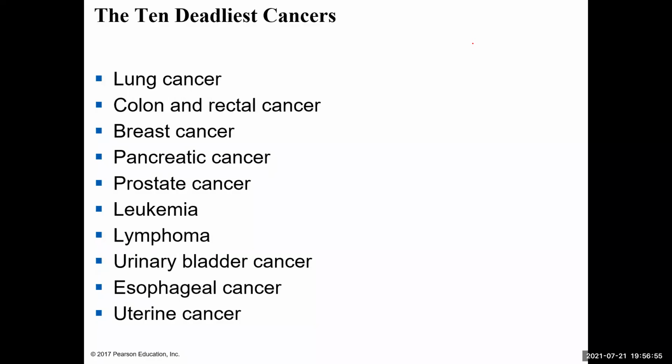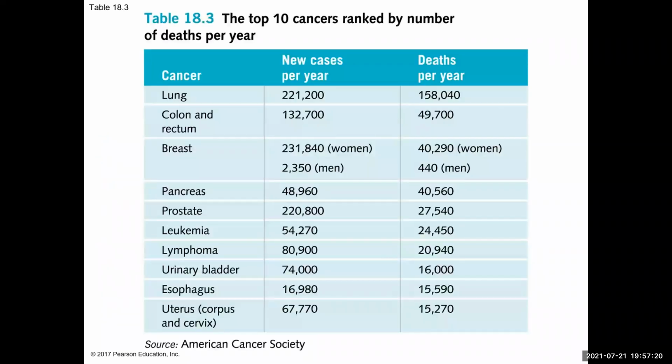All right, so the last thing we're going to do is just run through the top 10 deadliest cancers that exist based off of number of deaths per year. So we have this list of cancers that we're going to go through. Lung cancer, colon cancer, breast cancer, pancreatic, prostate, leukemia, lymphoma, bladder cancer, esophageal cancer, and uterine cancer. So in that order is basically their ranking, right? So lung being the highest number of deaths per year, uterine cancer being the lower number of deaths per year.